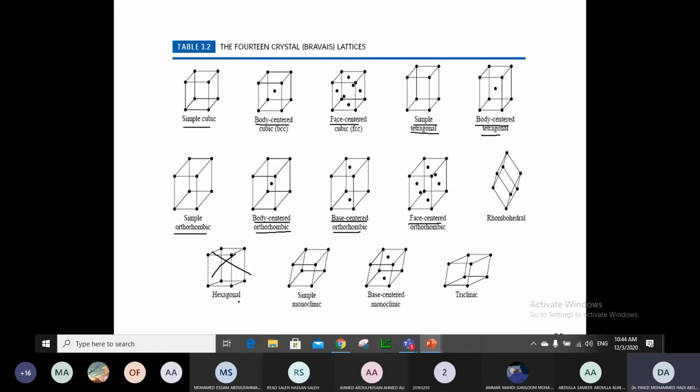We already covered the hexagonal, right? And it does not look like that. It is a hexagonal prism. You have the simple monoclinic, base monoclinic, and you have the triclinic as well. So these are examples of the different.